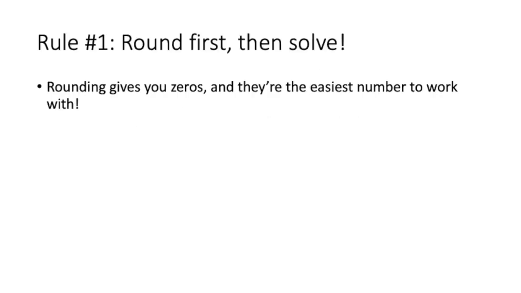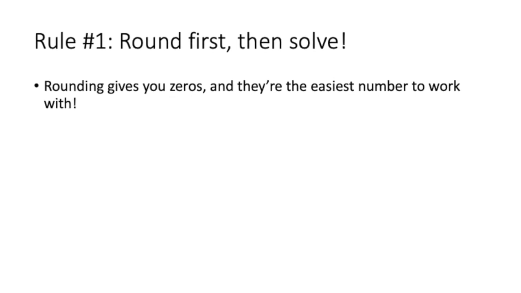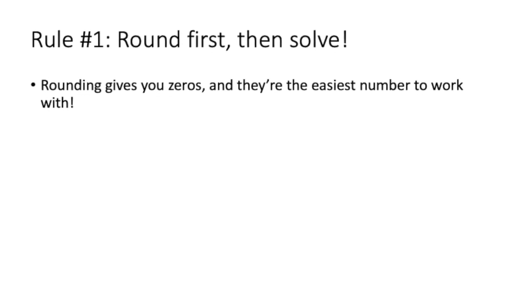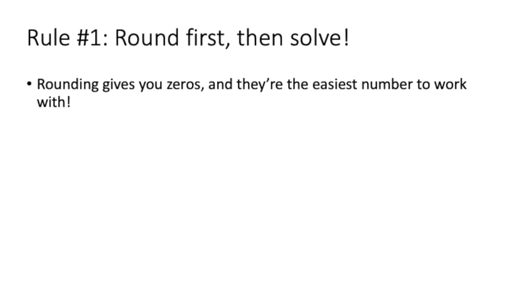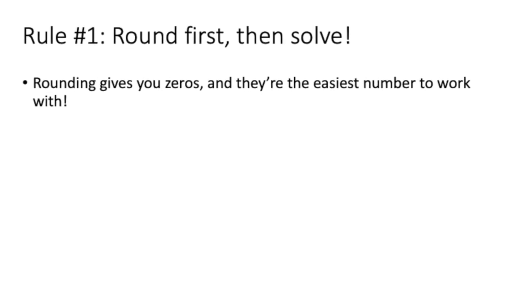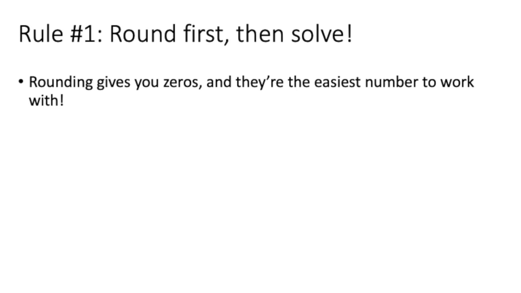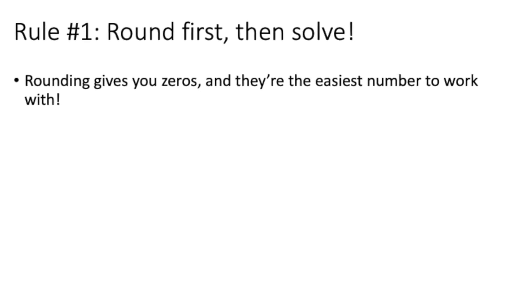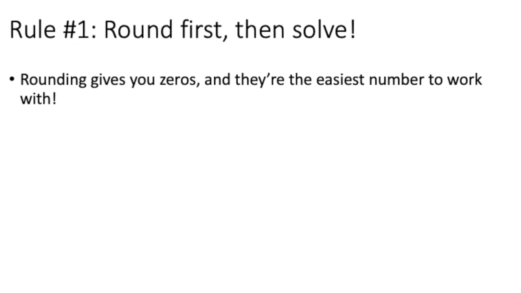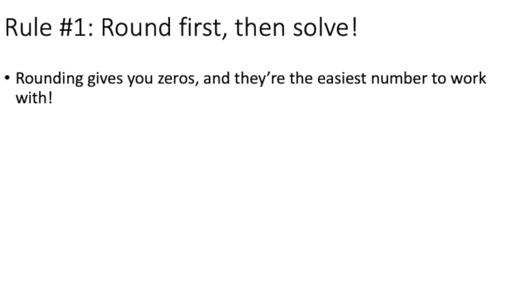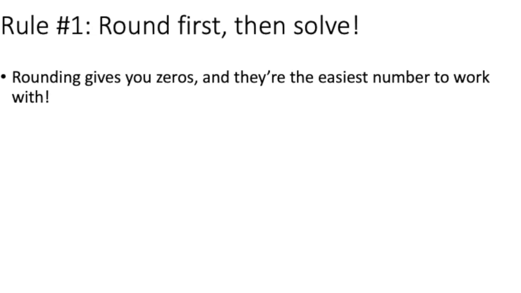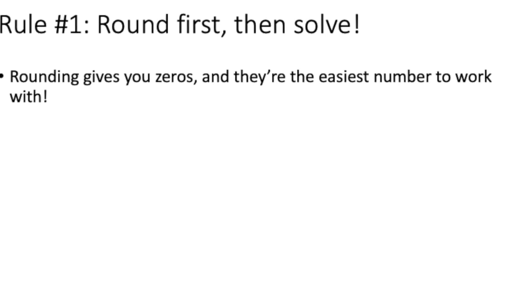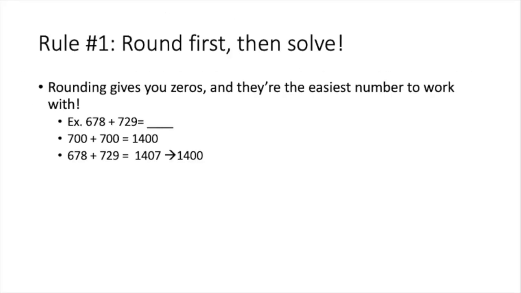When you're doing a word problem that requires rounding, the very most important rule is that you round first and then you solve. As I'm sure you all know by now, when you round something, you get lots of zeros at the end. And that makes your math super easy to solve, right? Because zeros are the easiest numbers to add together or multiply or divide or subtract because they always just end up being zero again. Okay, so always remember, round first, then solve.